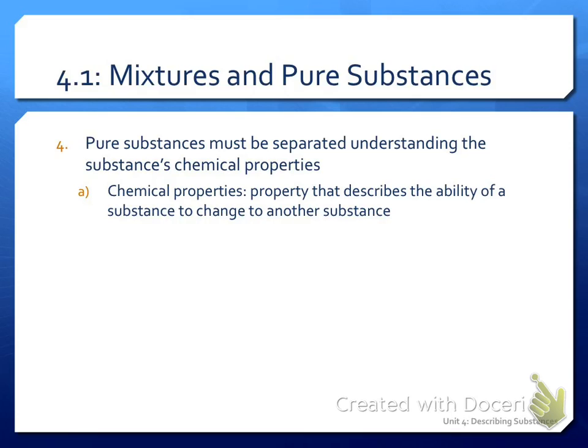It can be, but you really have to understand the chemical properties of the pure substance. Okay, what's a chemical property? Well, a chemical property is a property that describes the ability of a substance to change. So let's think about water. Can we separate out water? We can, but we have to do so using a chemical process. And think about it this way. A chemical process is really hard to undo. All right?